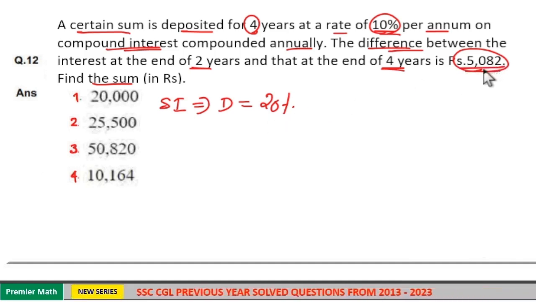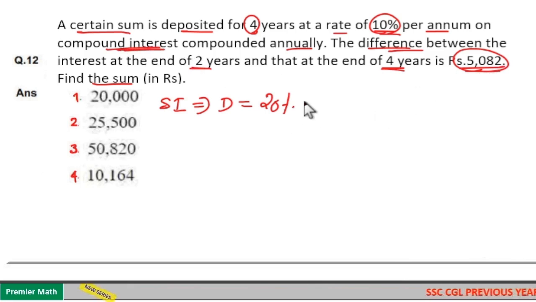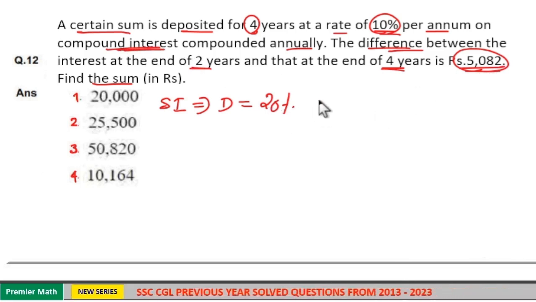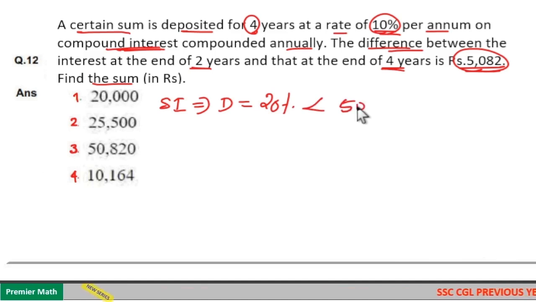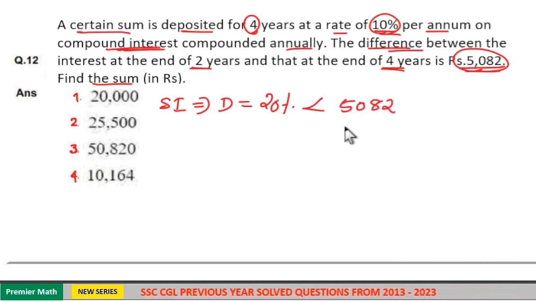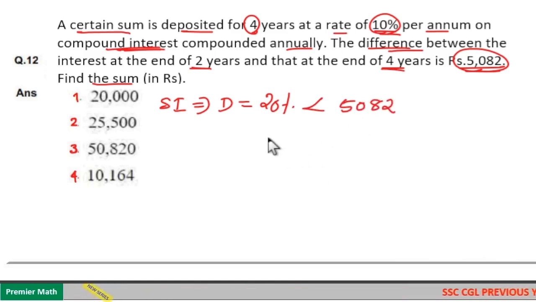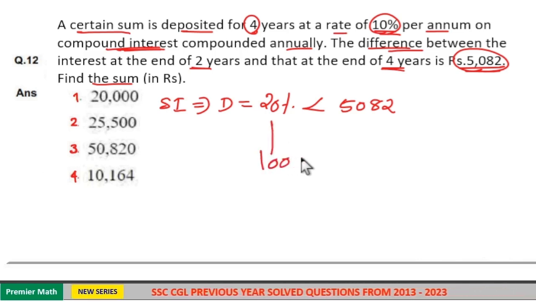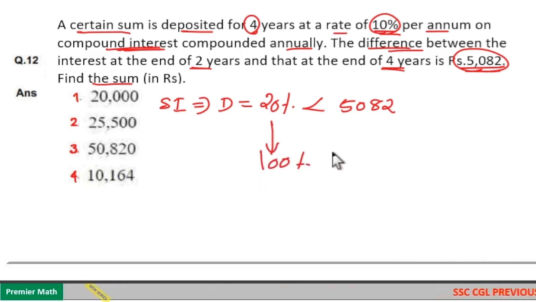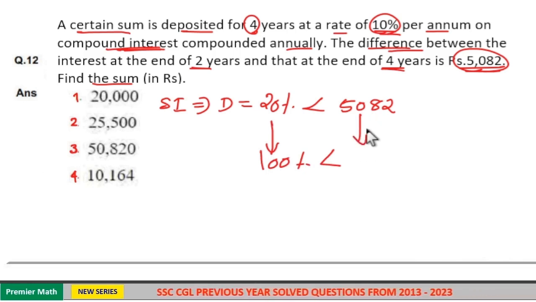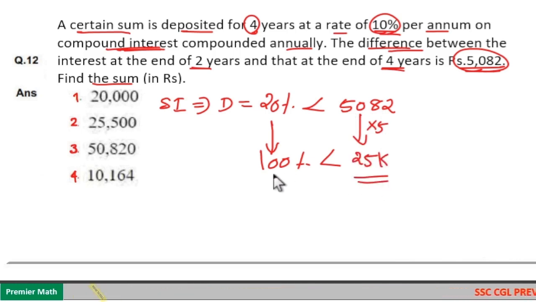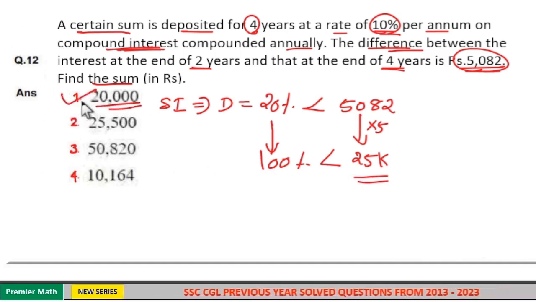In the question 5082 is the compound interest difference. Now, this 20% should be less than 5082, which means your answer should be less than what you will get in the final. That is, you have to find out the sum. Sum is equal to 100%. So 100% should be less than 5082 into 5. I will calculate it as 5000 into 5, that is 25,000. So your sum should be less than 25,000. Here less than 25,000 means option 1 is your answer. Only one is less than 25,000.